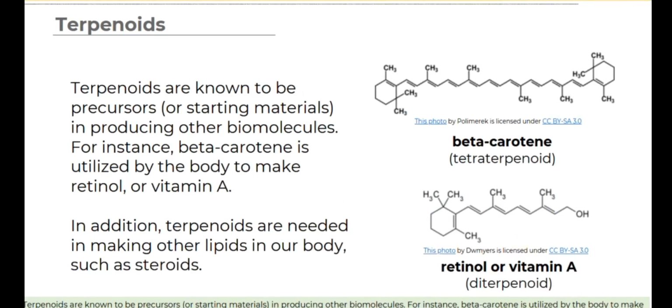Terpenoids are known to be precursors or starting materials in producing other biomolecules. For instance, beta-carotene is utilized by the body to make retinol or vitamin A. In addition, terpenoids are needed in making other lipids in our body, such as steroids.